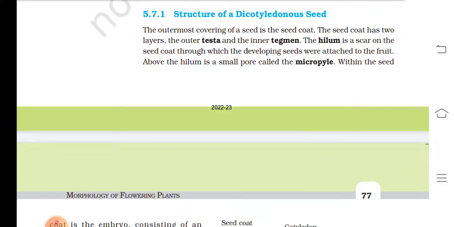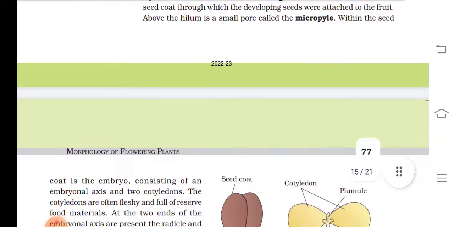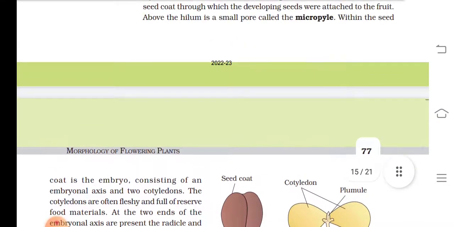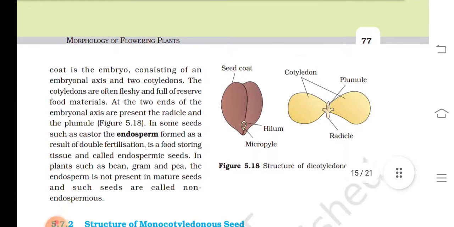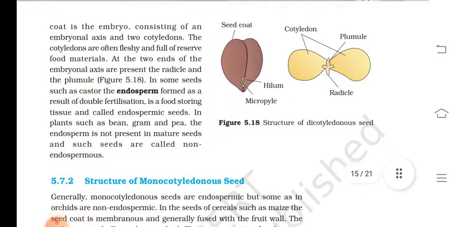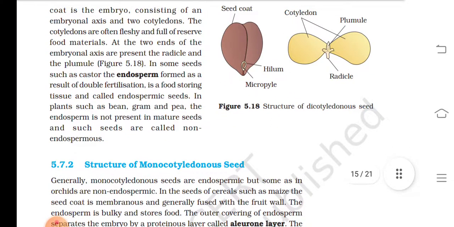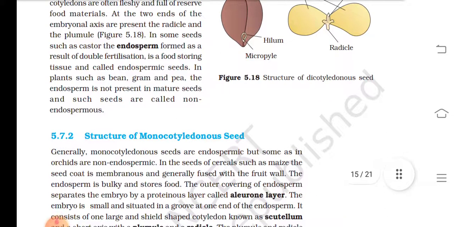5.7.1 Structure of a dicotyledonous seed. The outermost covering of a seed is the seed coat. The seed coat has two layers, the outer testa and the inner tegmen. The hilum is a scar on the seed coat through which the developing seeds were attached to the fruit. Above the hilum is a small pore called the micropyle. Within the seed coat is the embryo consisting of an embryonal axis and two cotyledons. The cotyledons are often fleshy and full of reserved food material. At the two ends of the embryonal axis are present the radicle and the plumule.